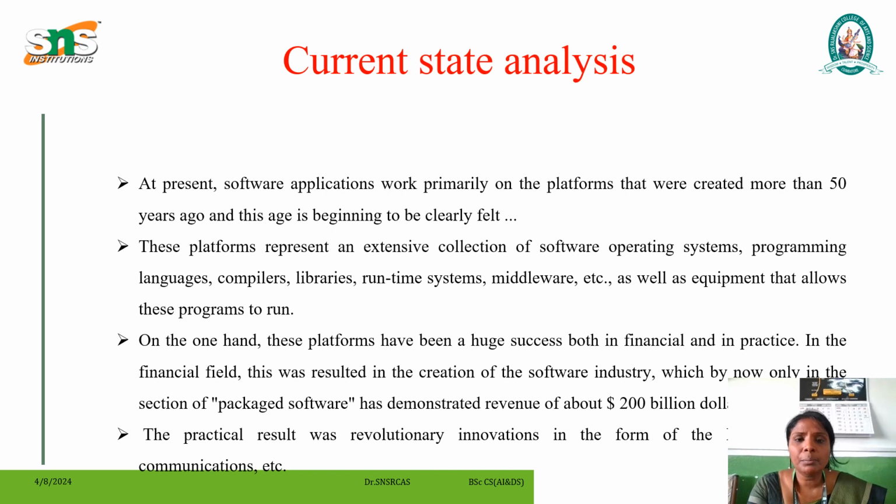So the current state analysis: at present, software applications run primarily on platforms that were created more than 50 years ago, and this age is beginning to be clearly felt. These platforms represent an extensive collection of software: operating systems, programming languages, compilers, libraries, runtime systems, middleware, etc., as well as equipment that allows those programs to run. On the one hand, these platforms have had huge success, both financially and in practice. In the financial field, this resulted in the creation of the software industry, which by now, in the section of packaged software alone, has demonstrated revenue of about $200 billion. The practical result was revolutionary innovations in the form of the internet, mobile communication, etc. On the other hand, these platforms leave much to be desired in terms of the expectations and requirements of the majority of users for reliability, stability and security.